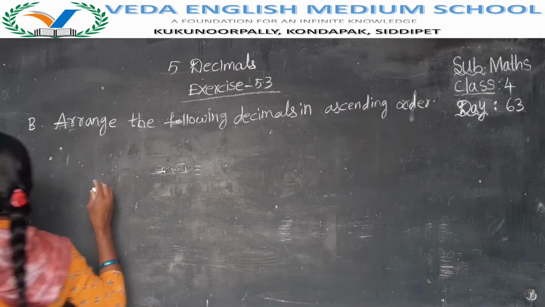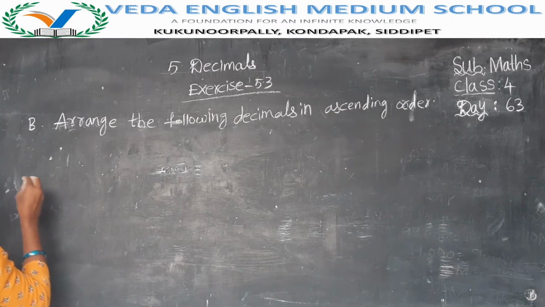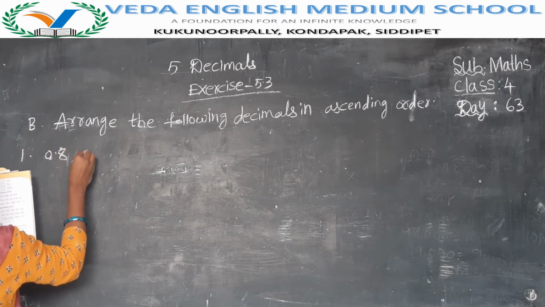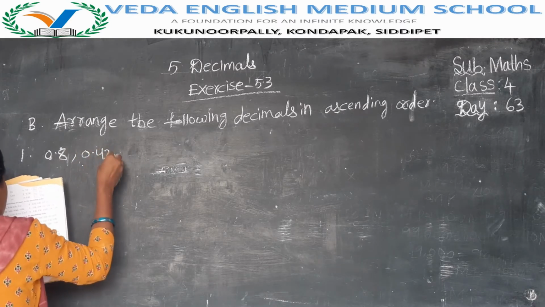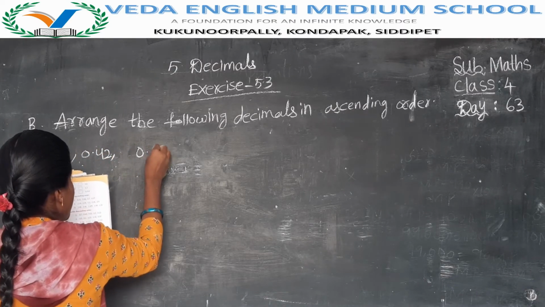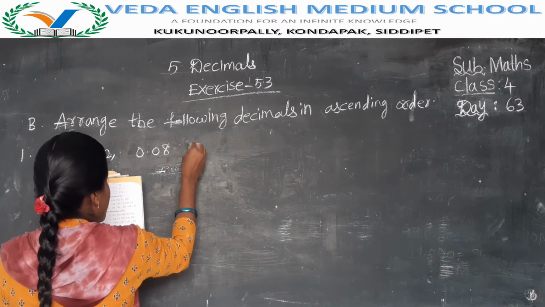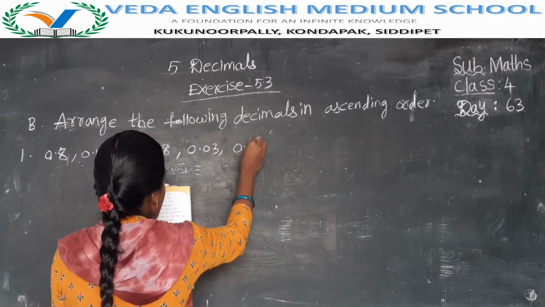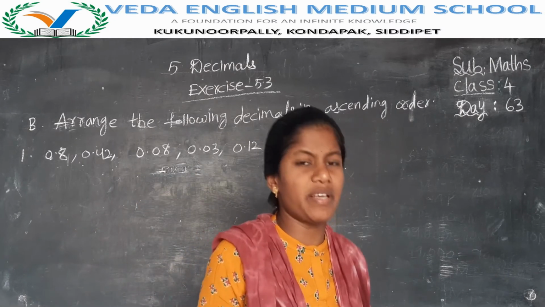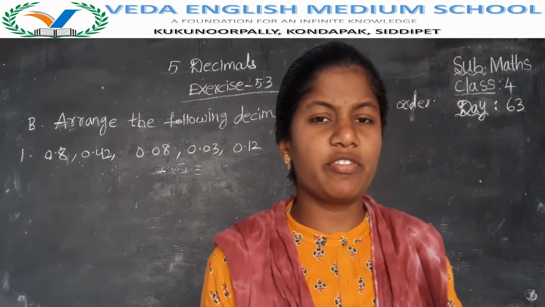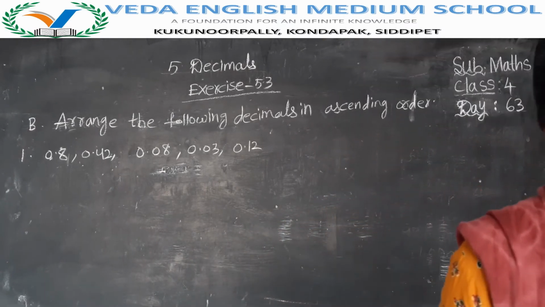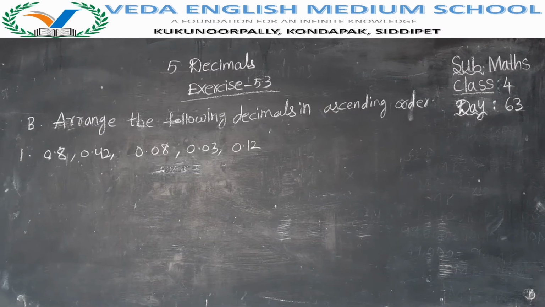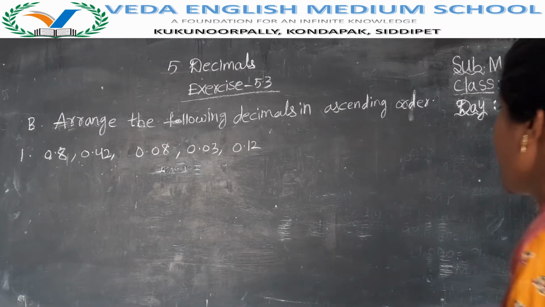First question: 0.8, next 0.42, next 0.08, next 0.03, next 0.12. Now we have to write in ascending order. What is meant by ascending order? The arrangement of numbers from smaller number to greater number is called ascending order. Now we have to write this in ascending order.